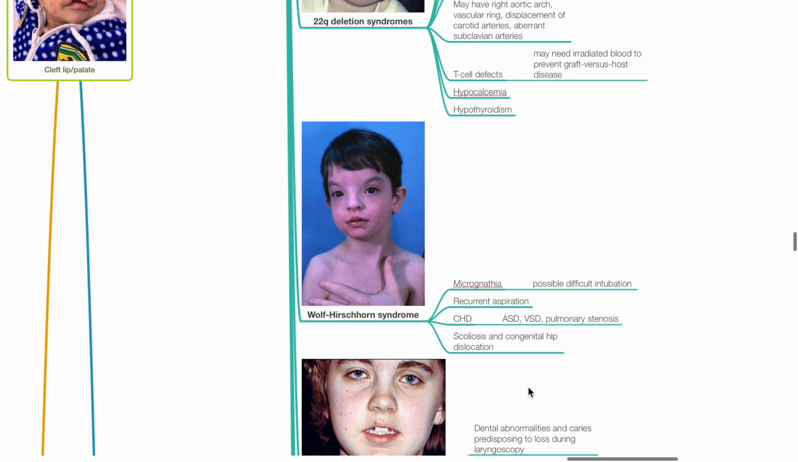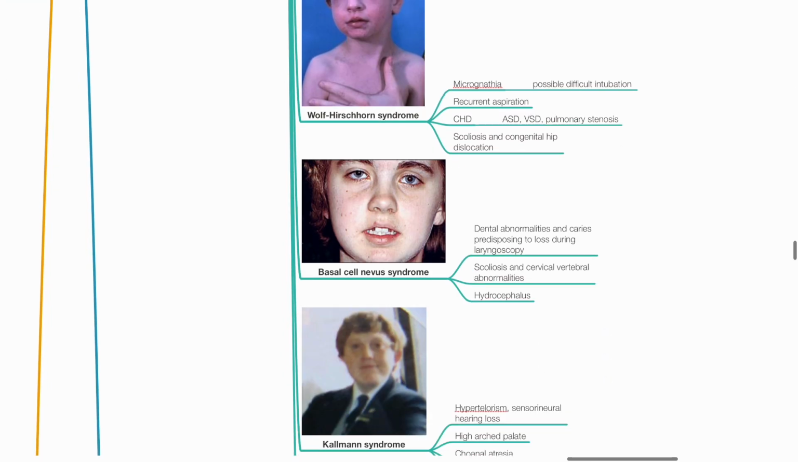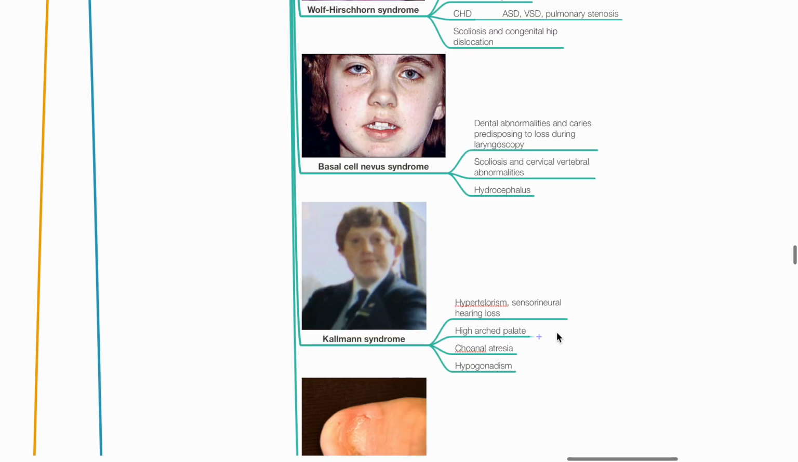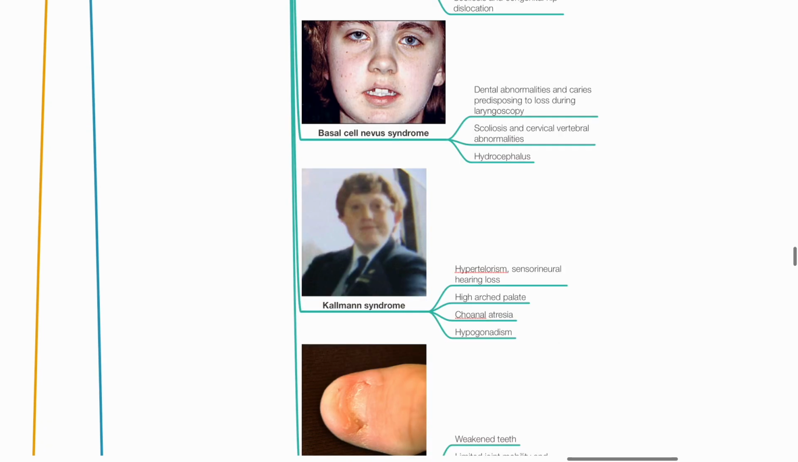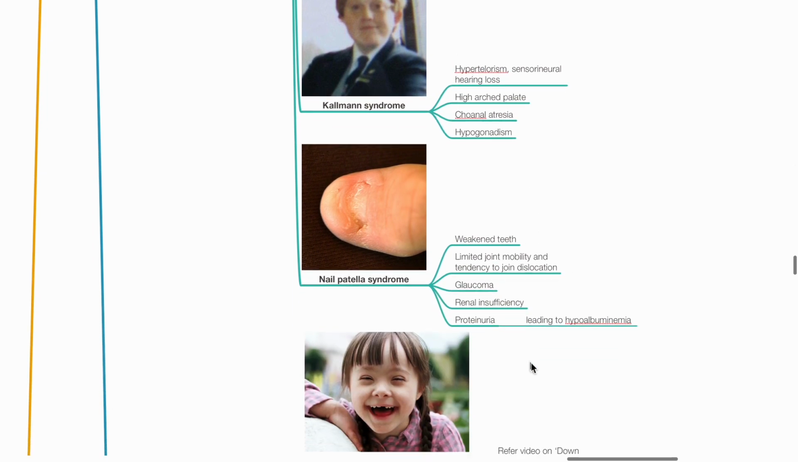Wolf-Hirschhorn syndrome. Features include micrognathia, recurrent aspiration, congenital heart disease, scoliosis and congenital hip dislocation. Basal cell nevus syndrome. Features include dental abnormalities, scoliosis, cervical vertebral abnormalities, and hydrocephalus. Kallmann syndrome. Features include hyperthyroidism, hearing loss, high arch palate, choanal atresia, and hypogonadism. Nail-patella syndrome. Features include weakened teeth, limited joint mobility, tendency for joint dislocations, glaucoma, renal insufficiency, and proteinuria.